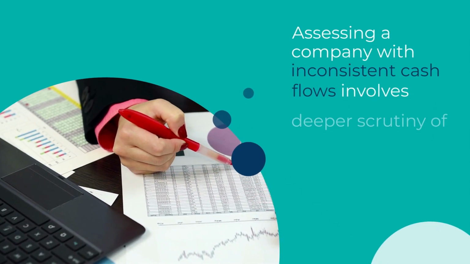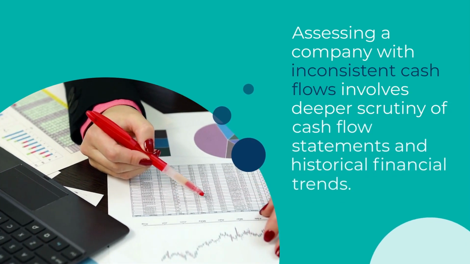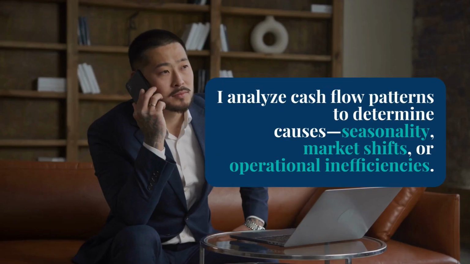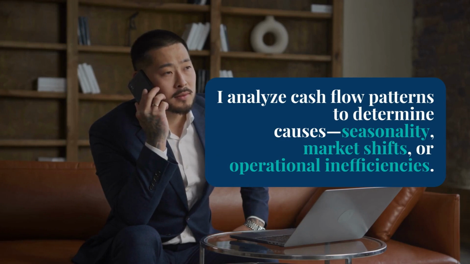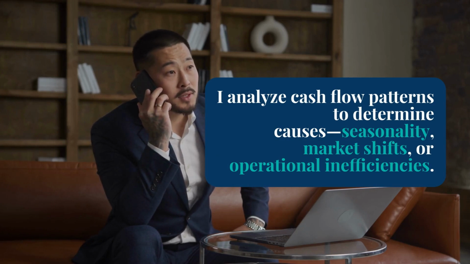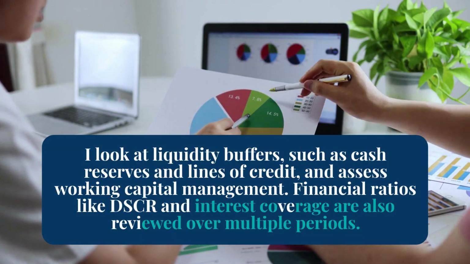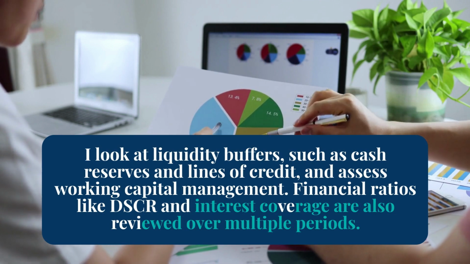5. How do you assess the credit risk of a company with inconsistent cash flows? Assessing a company with inconsistent cash flows involves deeper scrutiny of cash flow statements and historical financial trends. I analyze cash flow patterns to determine causes, seasonality, market shifts, or operational inefficiencies. I look at liquidity buffers, such as cash reserves and lines of credit, and assess working capital management.